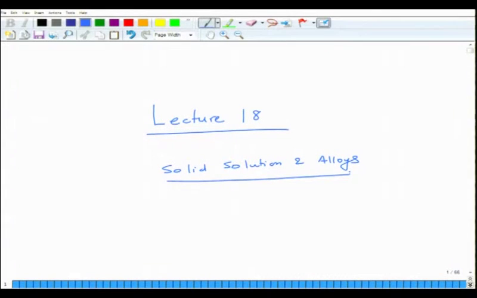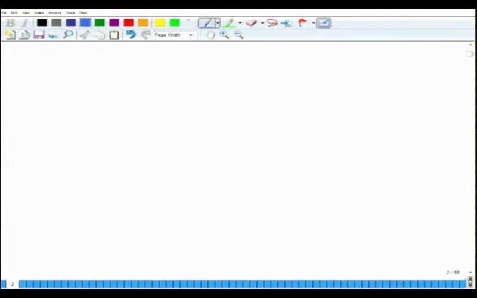We are again going to talk about solid solutions and alloys in this lecture 18, continuing from where we were in the last lecture. In the last lecture we said that when you put an impurity in a material, the impurity may go to either a substitutional site or an interstitial site. If it goes to a substitutional site, it makes a substitutional solid solution, and if it goes to an interstitial site, it makes an interstitial solid solution, and where it goes is determined by the size. Okay.